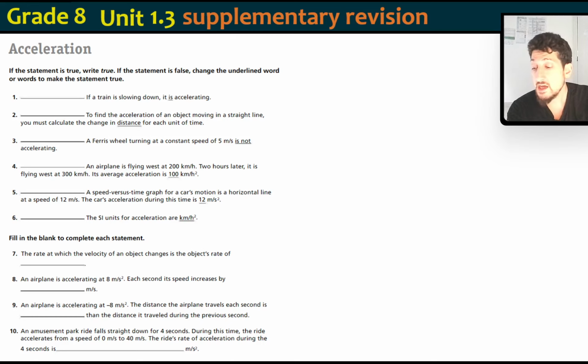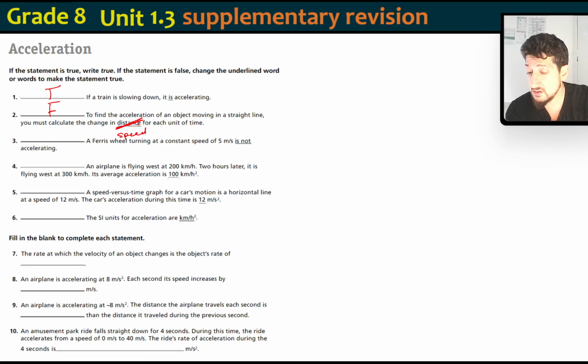First one says, if a train is slowing down, then it is accelerating. Is this true? Yes. Remember we said acceleration is either slowing down, speeding up, or changing directions. The second one says, to find the acceleration of an object moving in a straight line, you must calculate the change in distance for each unit of time. It's not change of distance, it's change of speed. Remember? Change of speed, not distance.